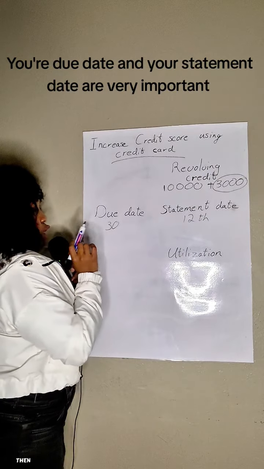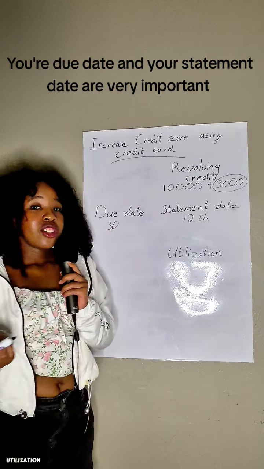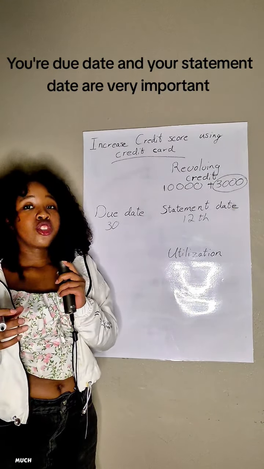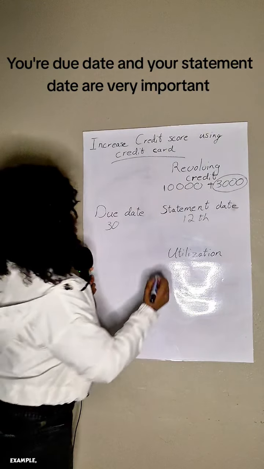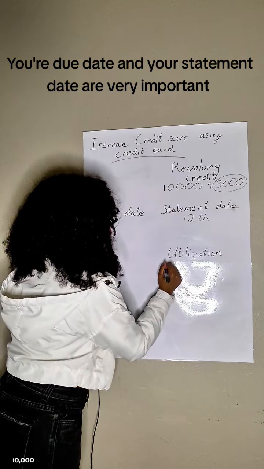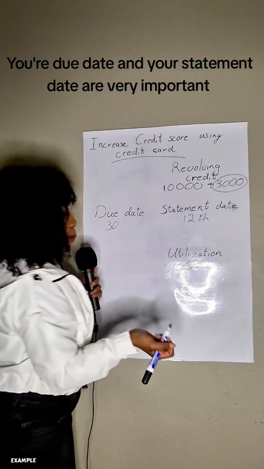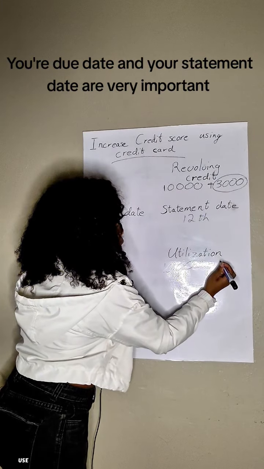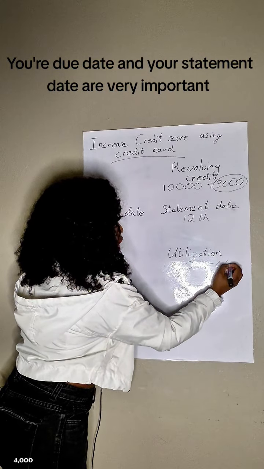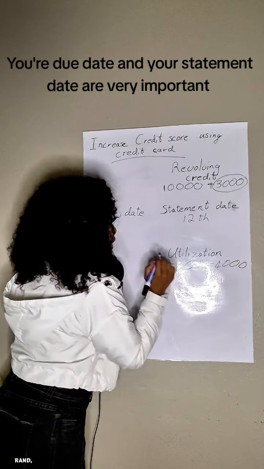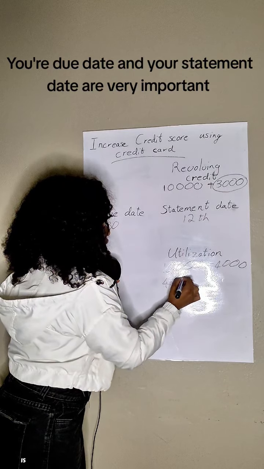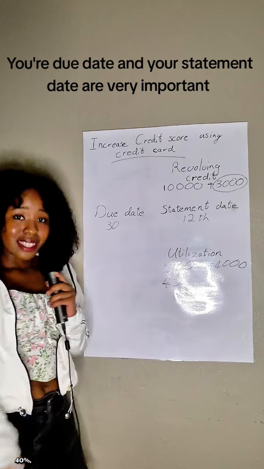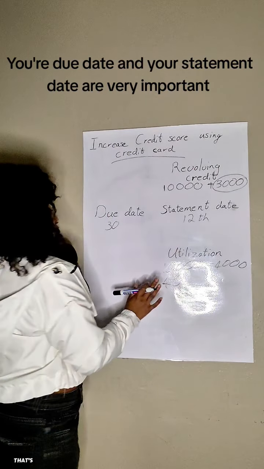And then utilization. So your utilization rate is how much of the credit you used in your credit limit. So for example, we'll use the 10,000 Rand example again. If you use 4,000 Rand from that 10,000 Rand, then your utilization rate is 40%, right? That's just an example.